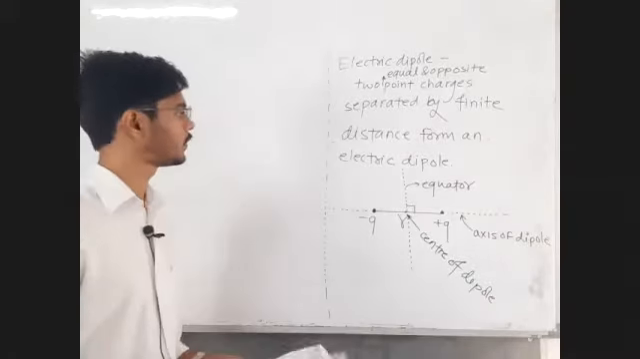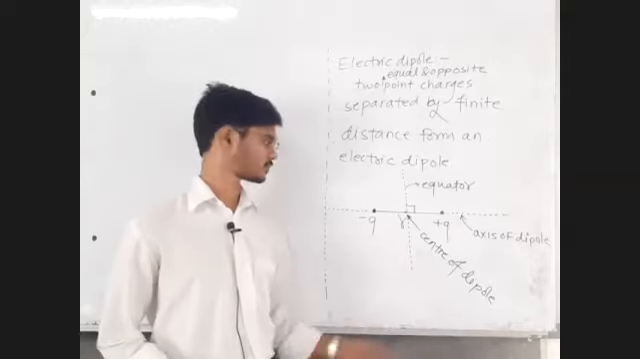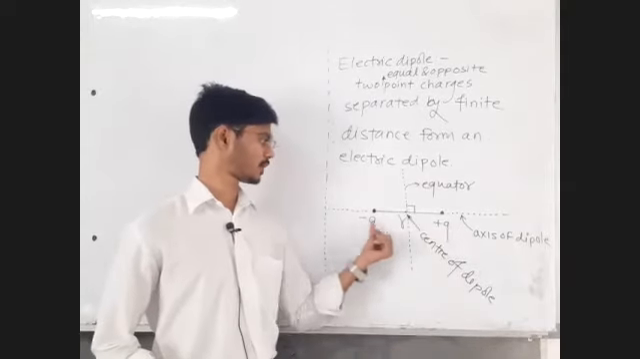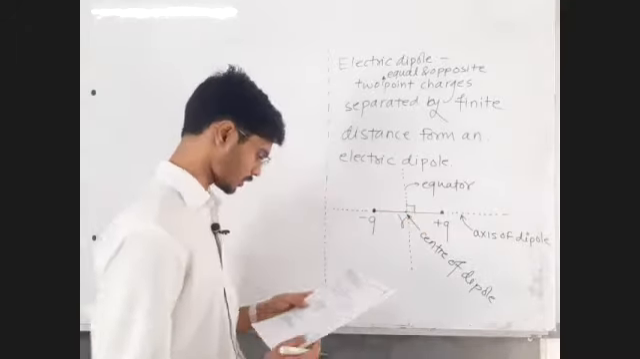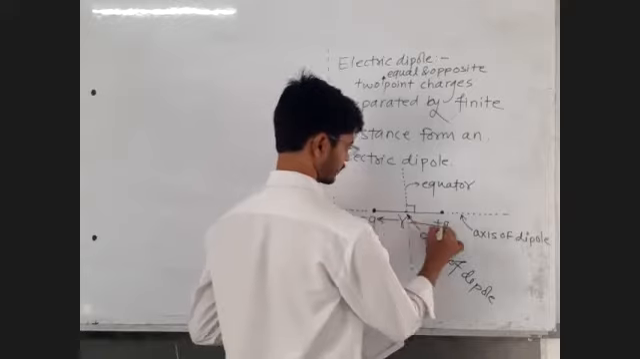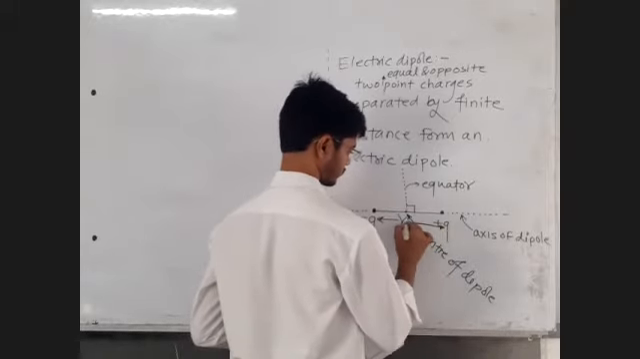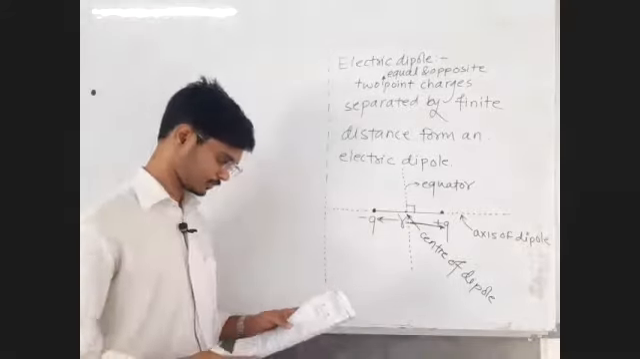Good, very good. Equal and opposite point charges, equal q, opposite: minus q and plus q, separated by a finite distance, form the electric dipole.